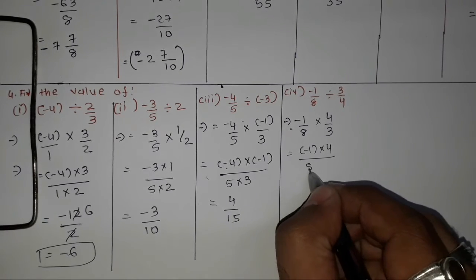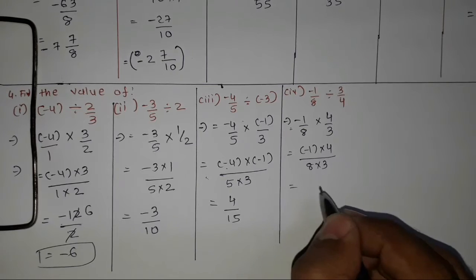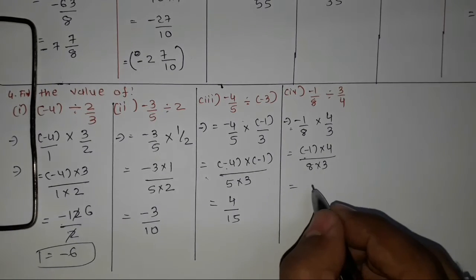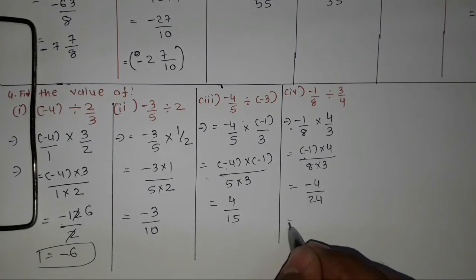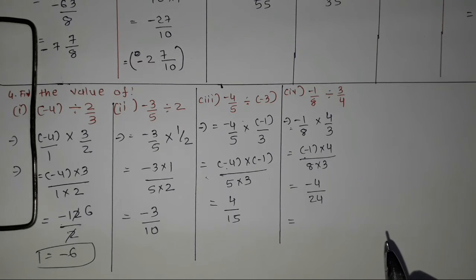Multiply by 8, divide by 8, multiply by 3. So minus 1 into 4, I will get minus 4, and 8 threes are 24. So minus 4 upon 24, that is the answer.